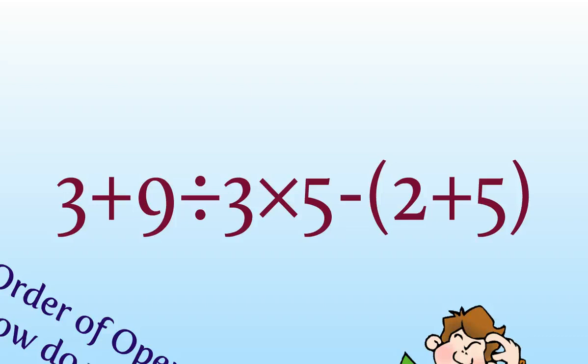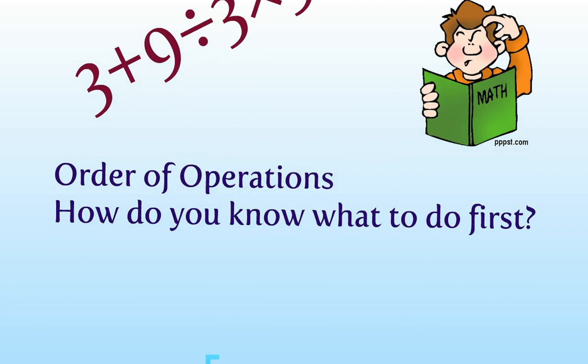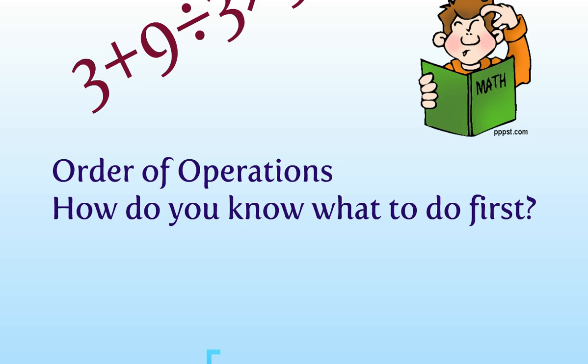Video 1, Order of Operations. Here's an example of an expression with multiple operations. Notice we have addition, division, multiplication, subtraction, and then in parentheses we have another addition problem. Mathematicians have a set of rules that they call the order of operations. How do you know what to do first?